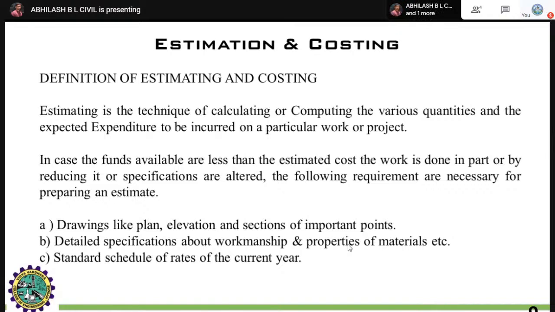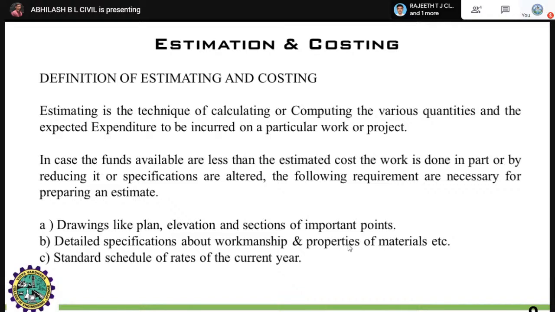Later on, the detailed project report, you have to identify the detailed project report of a particular construction, that is, starting from the sketch till the end of your particular building. Here, in case the funds available are less than the estimated cost, the work is done in part or by reducing its specifications or altered, and the following requirements are necessary for preparing your estimation of a BOQ or DPR, whichever it might be.